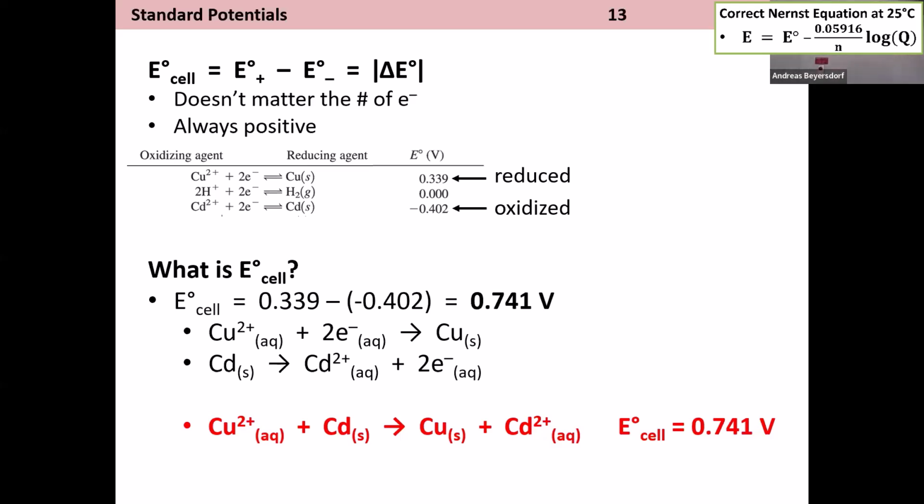Now, notice how I messed up the cathode and anode. I'm like, oh my goodness, right? The key thing is that it's always going to give you something positive. So you can kind of just take the difference and do the absolute value if you want.